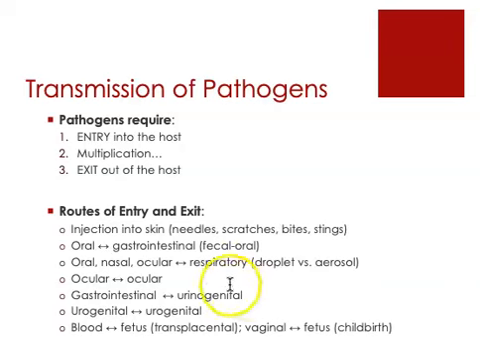And finally, the blood. The blood is a source of certain pathogens through the placenta from a pregnant mother to the fetus. And the vagina itself can also be a source of pathogens. If you think about, for example, certain streptococcus organisms that can be transmitted during the childbirth event itself.